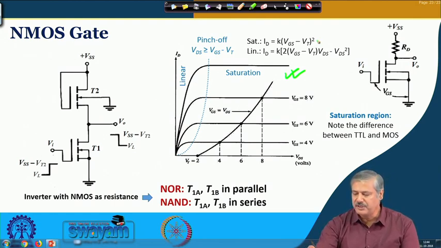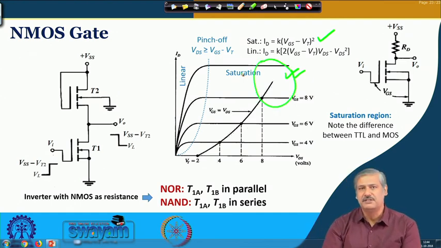And you have two different equations. This is the equation for the saturation region. This saturation region is similar to the active region in our earlier discussion, and we shall use this equation later, so take note of it for the CMOS discussion. And this is the equation that applies for the linear region.